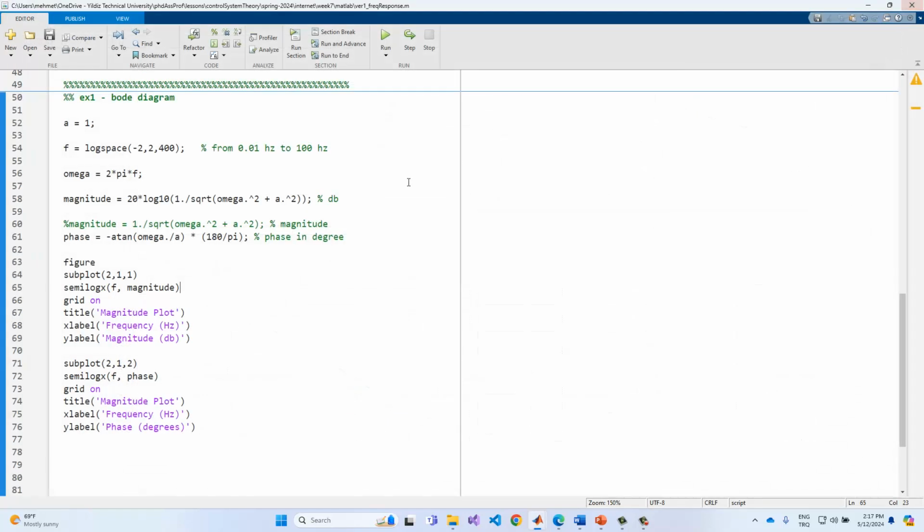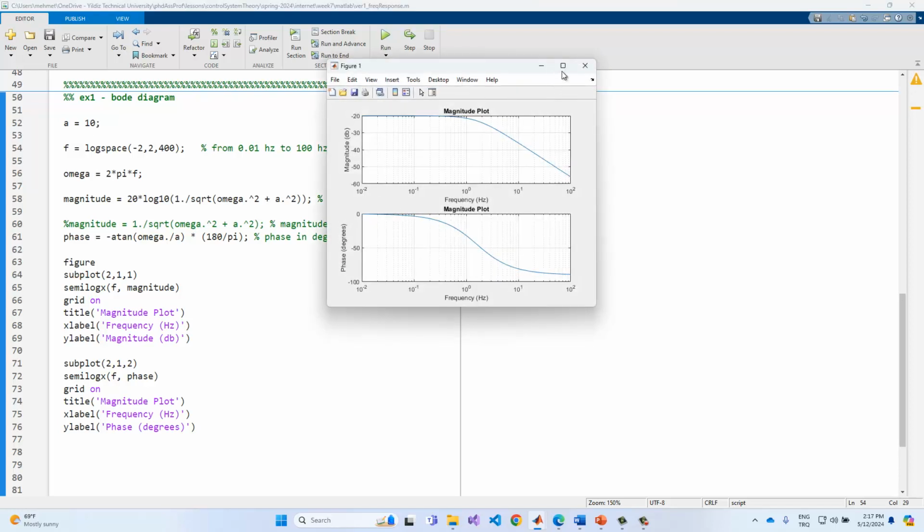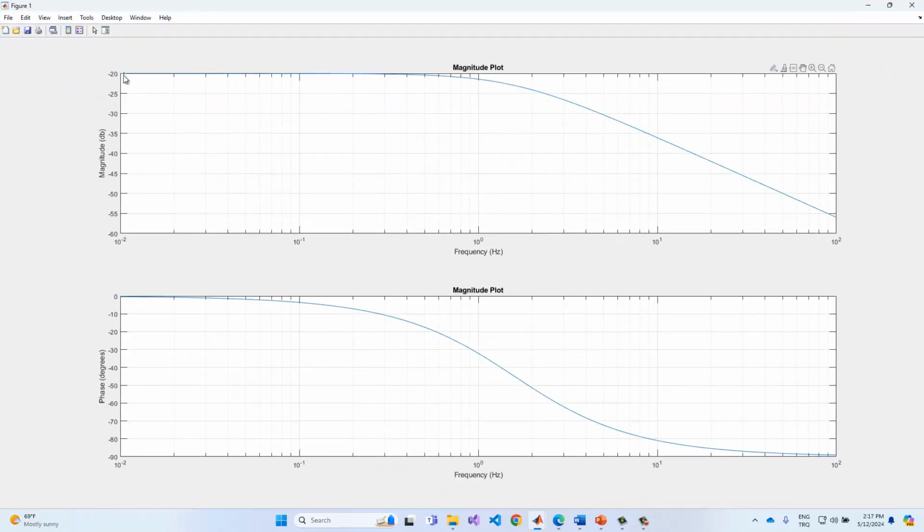Okay? So, how can we change these parameters? For example, if I choose A equal to 10, and so if we rerun this code and then, in this case, see that the magnitude is equal to what? The 120.